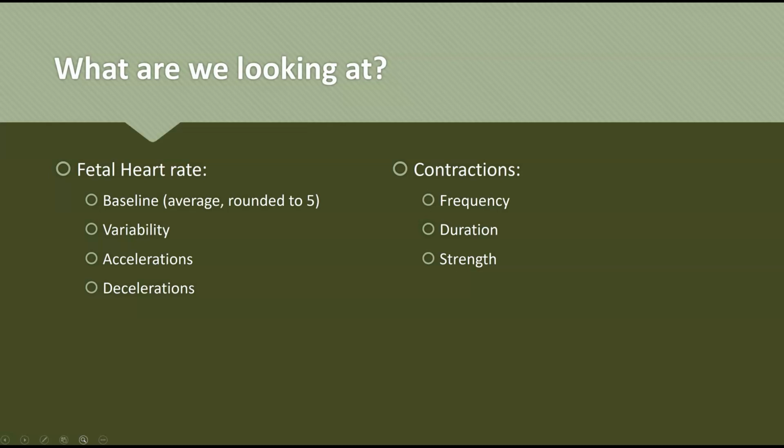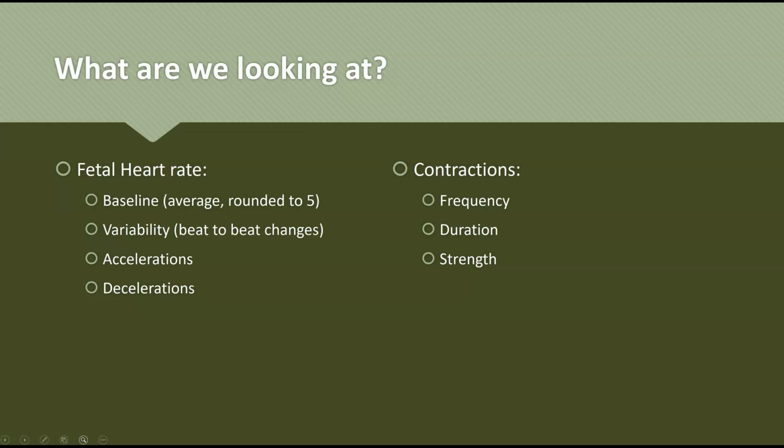That is our normal. We look at least a 10-minute strip to determine a baseline. We want an average over 10 minutes, and we exclude any periodic changes. So if we have accelerations or decelerations, we don't calculate those into our baseline. We'll talk about what those look like here in a minute. So it's an average over a 10-minute period, and we round that to the nearest 5.